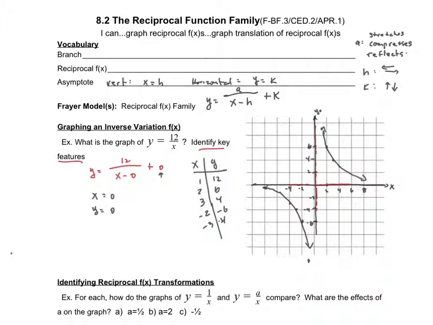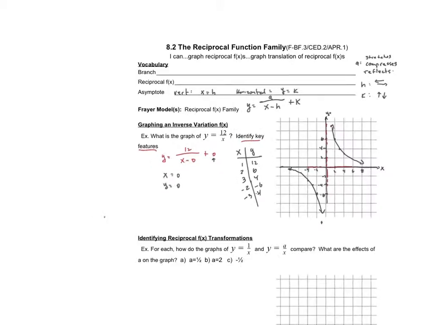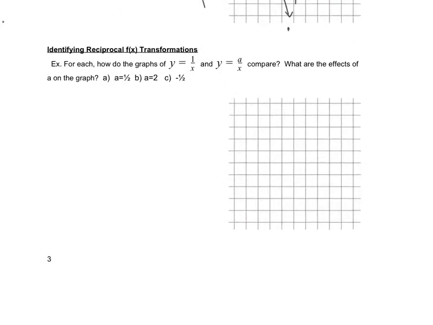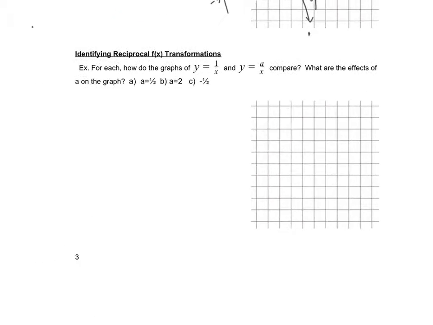I've seen some of the key values there. So for each of these graphs, compare what the effects are on these graphs. I have y equals 1 over x minus h plus k, and they're asking me what are the effects on the graph when a equals 1/2, when a equals 2, and when a equals negative 1/2.